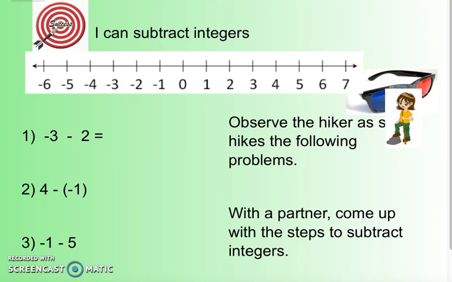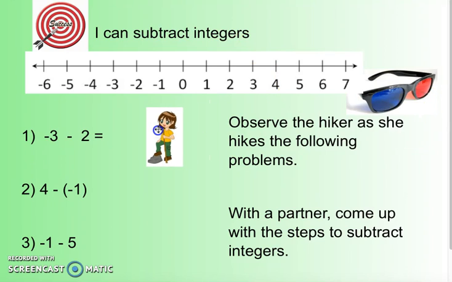So remember in the last video we talked about integers, and we talked about how they're whole numbers and their opposites. Well, today we are going to hike along a number line and learn how to subtract integers. And so I have my hiker here, and she's going to help us out. We are going to move along the number line, and I want you to make some observations as she moves along the number line. I want you to see if you can figure out the rules for subtracting integers.